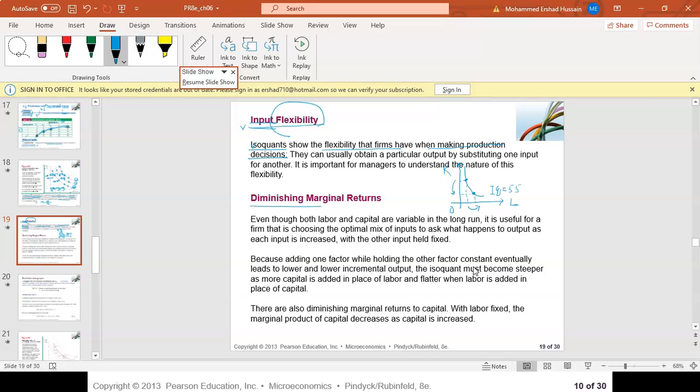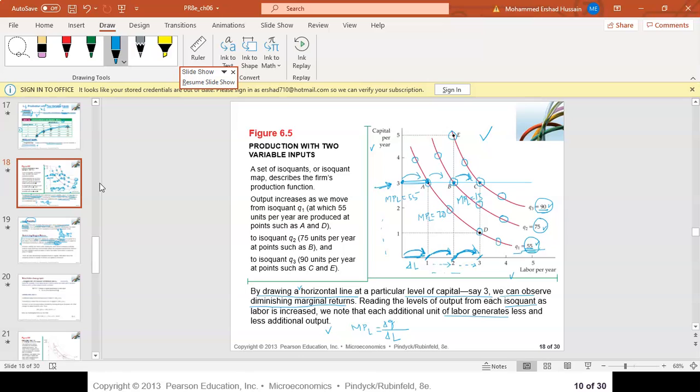Now, diminishing marginal returns. Even though both labor and capital are variable in the long run, it is useful for a farm that is choosing the optimal mix of inputs to ask what happens to output as each input is increased, with the other input being fixed. So even in the long run we may need to keep one fixed and then find out what is happening to the other, as we did here, where we keep capital fixed at 3 units and examine the marginal product of labor.